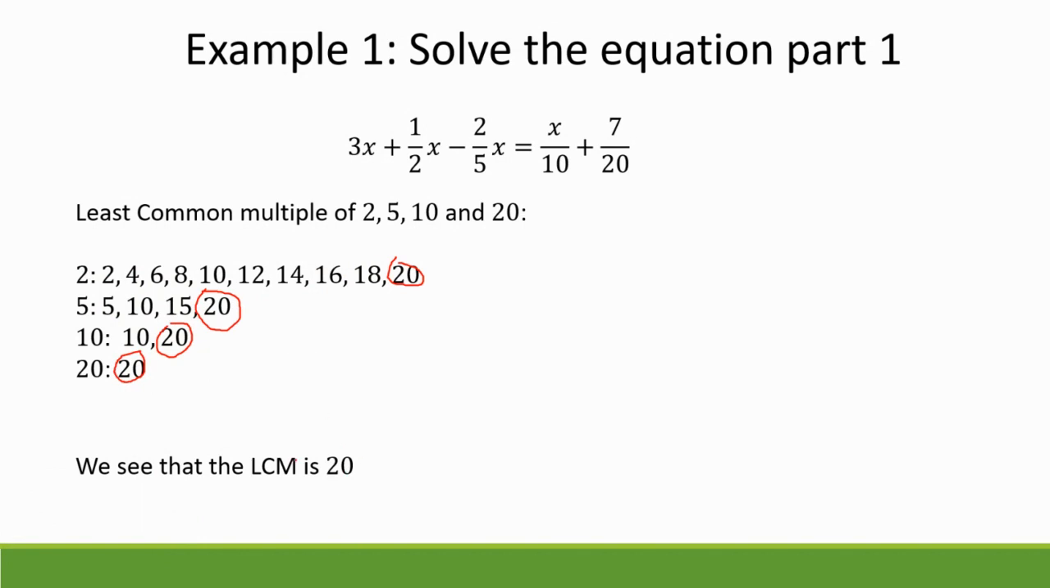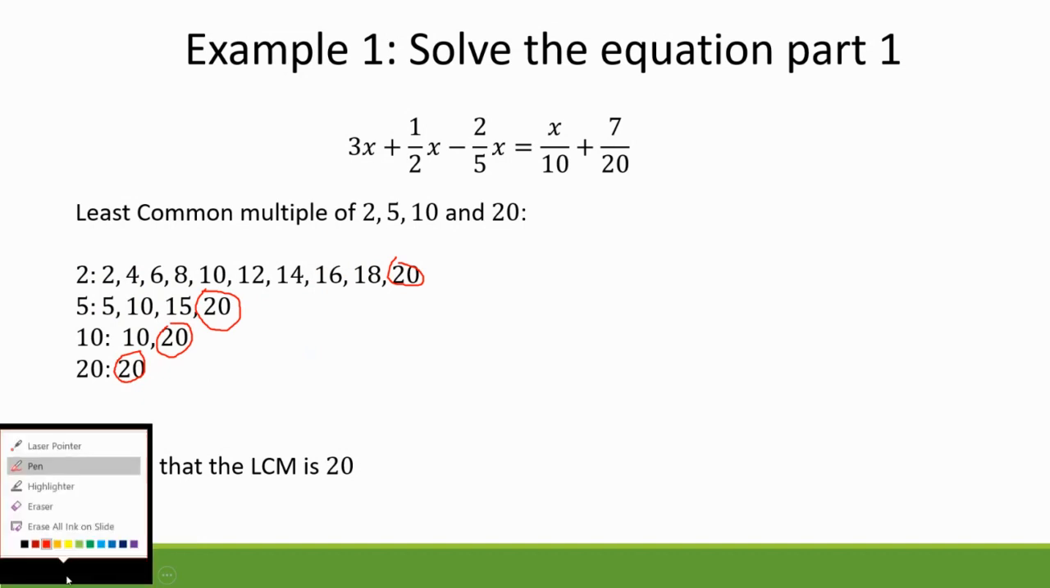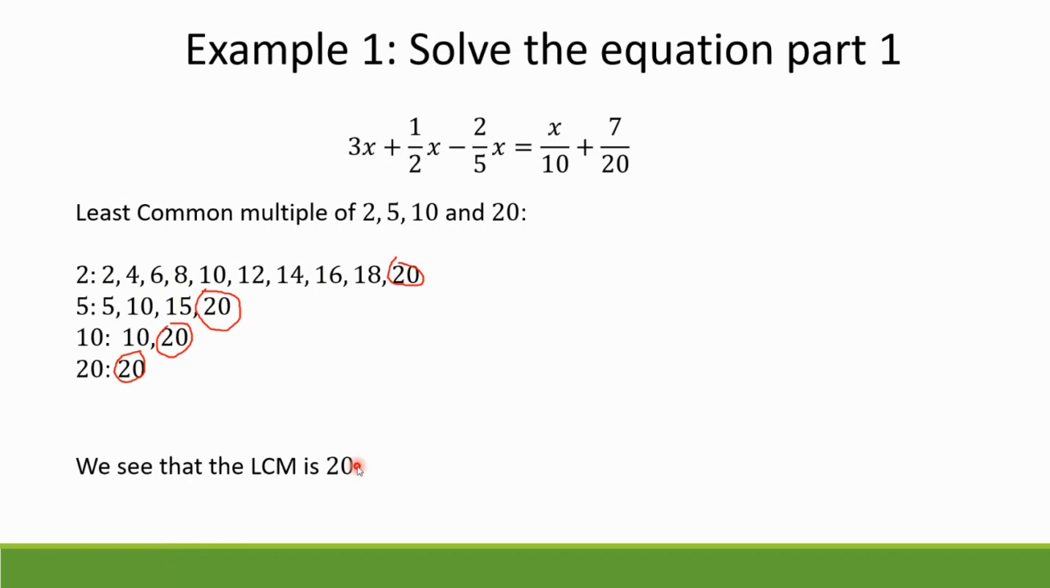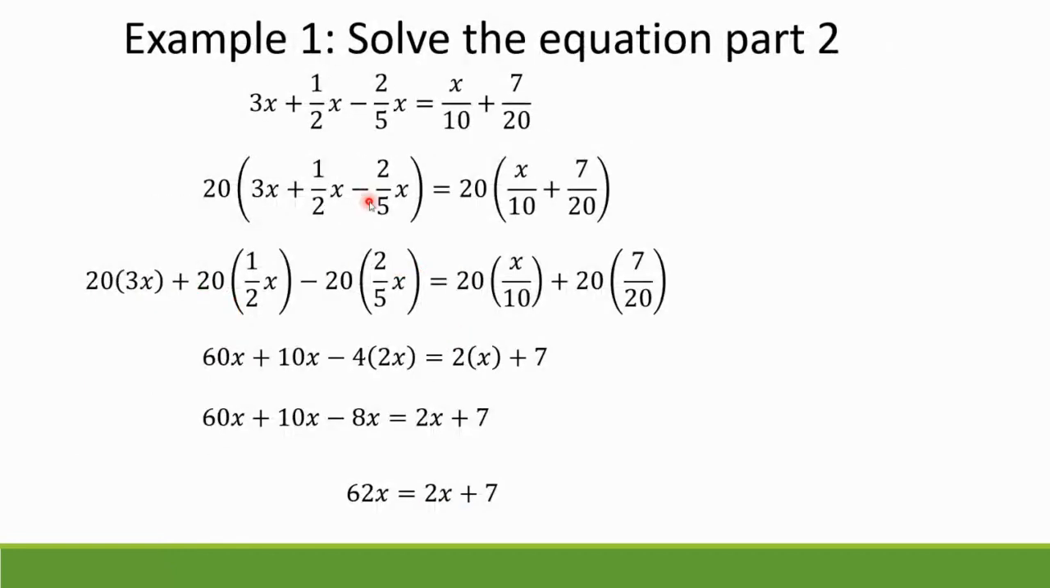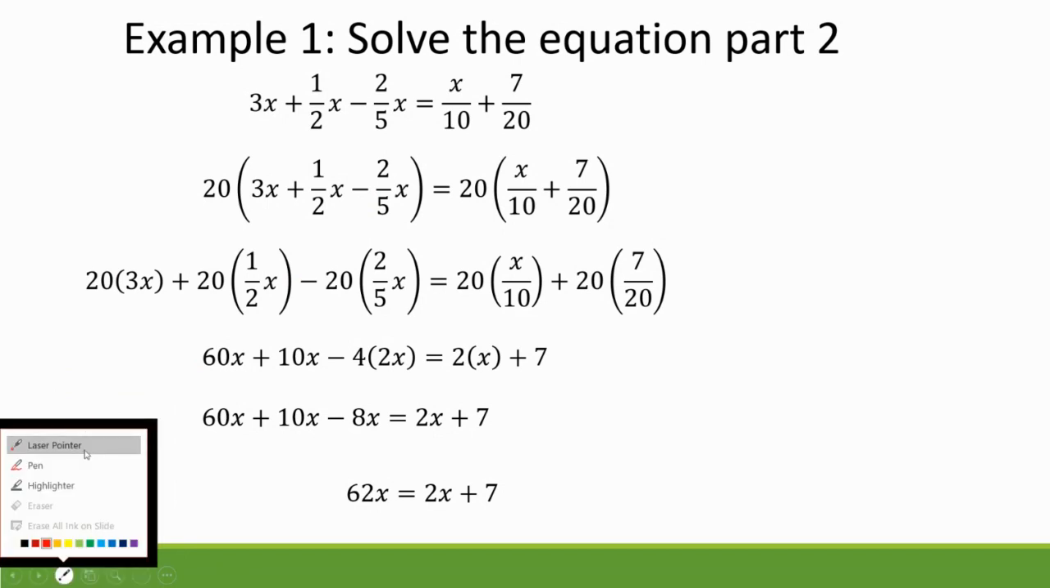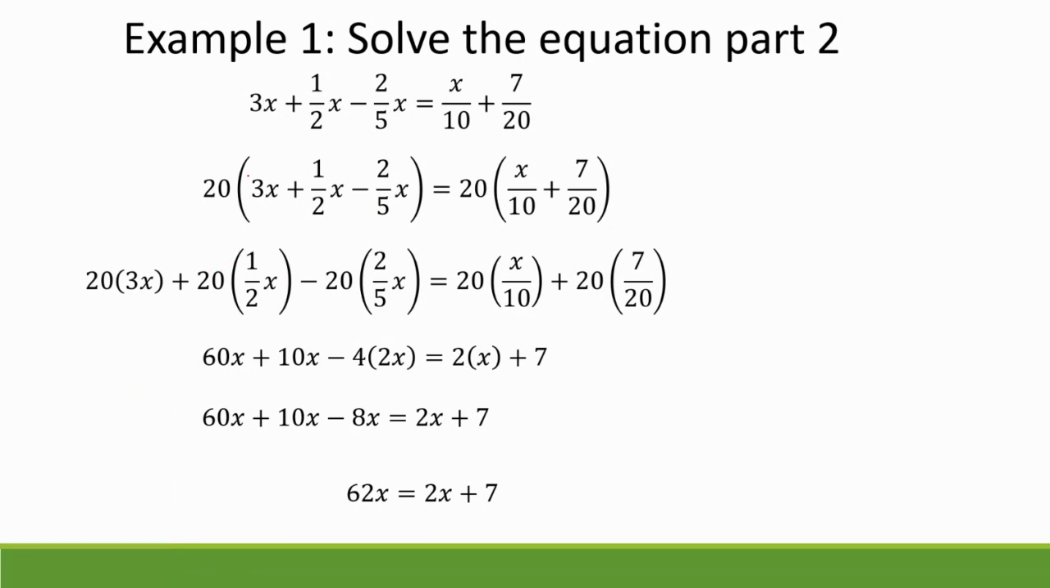So we get that 20 is the LCM. All right, so what do we do? We're multiplying both sides by 20. Multiply both sides by 20, right? Because what happens? We distribute. And what's going to happen is these denominators are going to cancel, as you'll see on the next line.